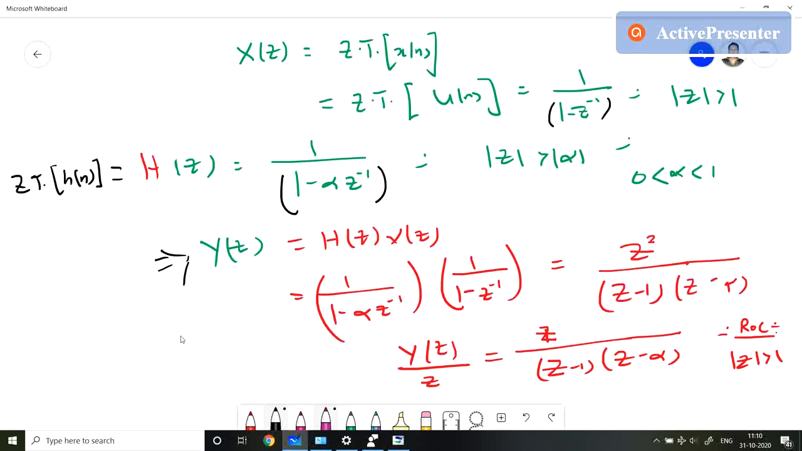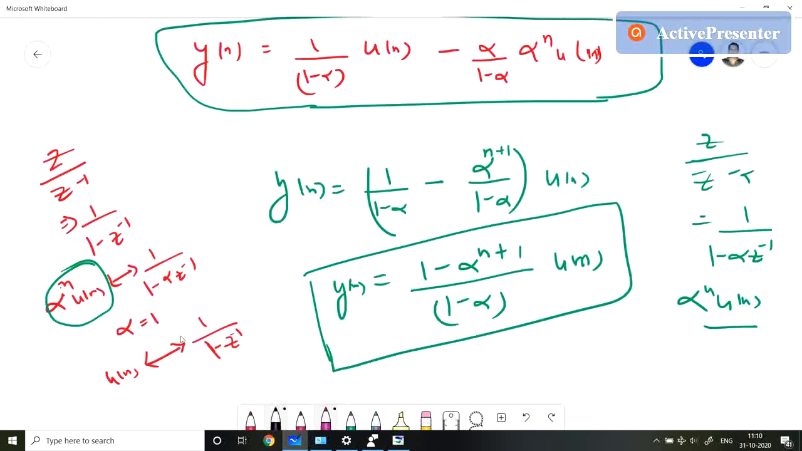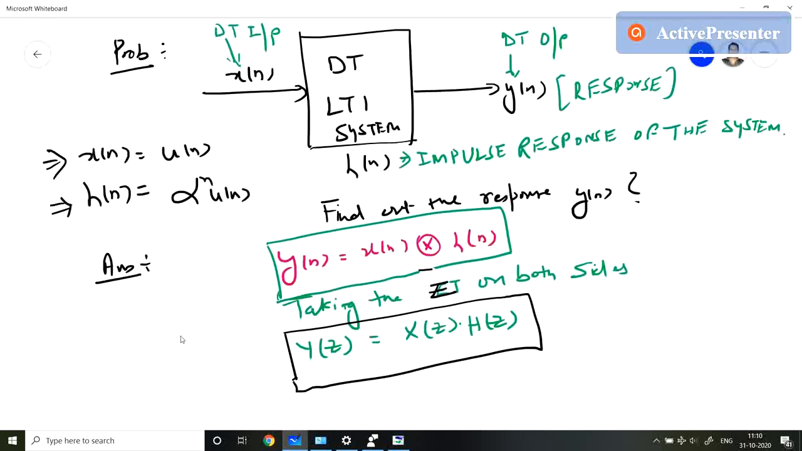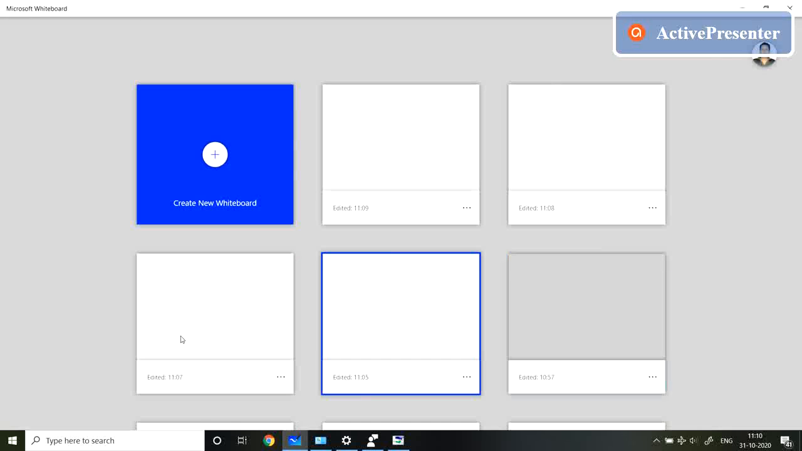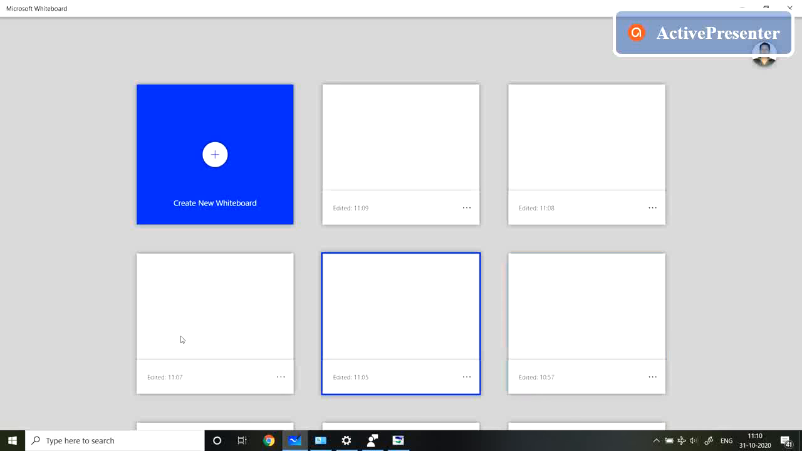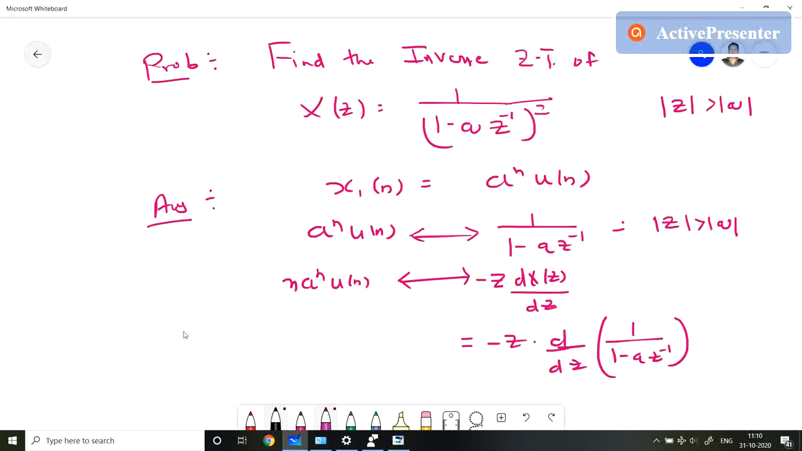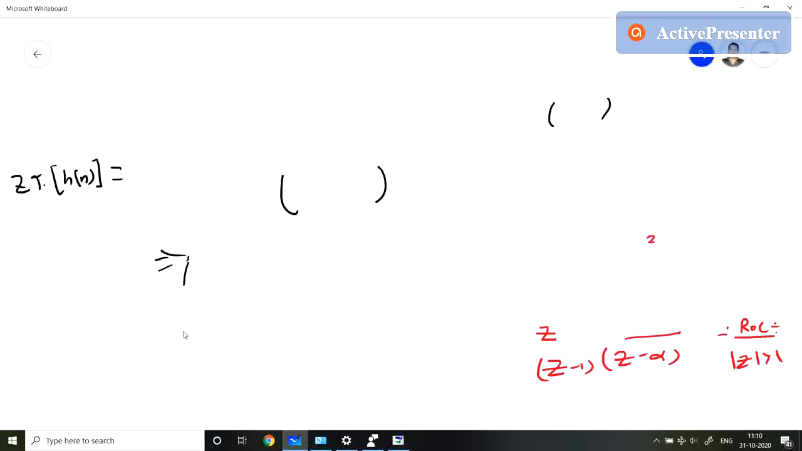So Y(z) divided by z, the z will cancel out, so it is z divided by (z minus 1)(z minus alpha), and the ROC is modulus of z greater than 1. Then after that we find the coefficients c1 and c2. So c1 we are getting as 1 divided by 1 minus alpha, and c2 we are getting as minus alpha divided by 1 minus alpha.